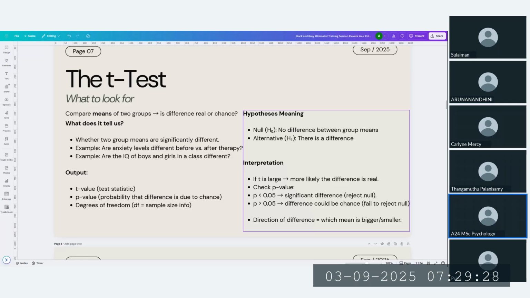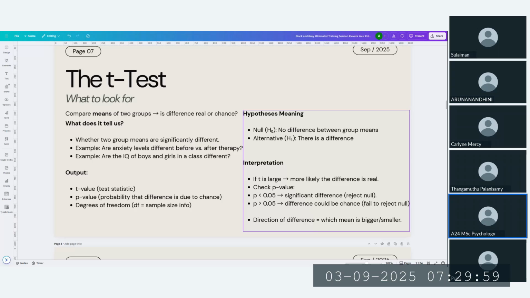An important concept to also remember is the p-value. If the p-value is less than 0.05, you reject the null hypothesis. So you start off with a null hypothesis. I have this data for anxiety level before and after therapy. I am saying my null hypothesis is there is no difference between before and after, or there is no difference between the IQ of boys and girls.